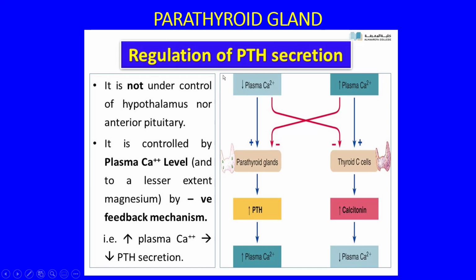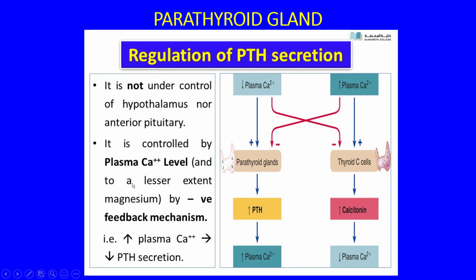One thing you want to keep in mind is this is another endocrine system that is not under control of the hypothalamus nor of the anterior pituitary. We mentioned a couple before. We're going to explore those in the subsequent weeks. This system is controlled only by the plasma calcium levels, and to a lesser extent, magnesium. And you can see this by a negative feedback mechanism.